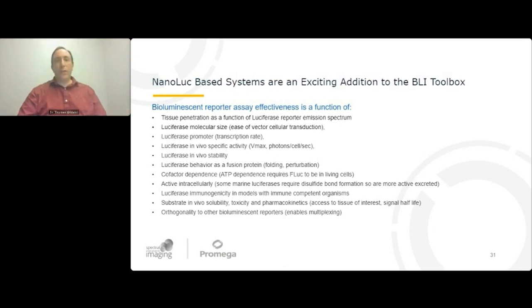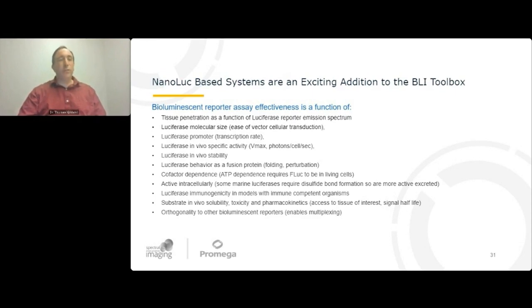And so what I want to end with, in summary of my part, is why we are excited about NanoLuc being one of the exciting new luciferases. I want to explain that by going through the functions of a really high-performing bioluminescent reporter. You'd like to have good tissue penetration, and as I said, you can get that both through brightness of the luciferase and through shifting the color to the red, both of which are possible with NanoLuc. The size is very important. The luciferase promoter is important, and NanoLuc is compatible with really any reporter.